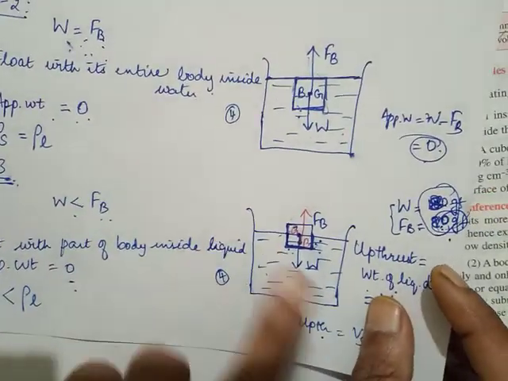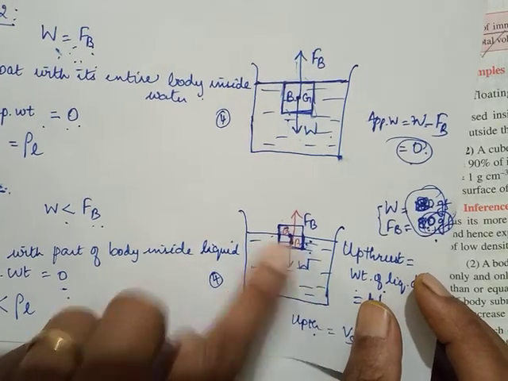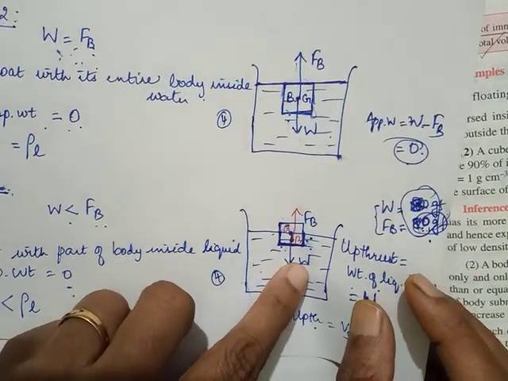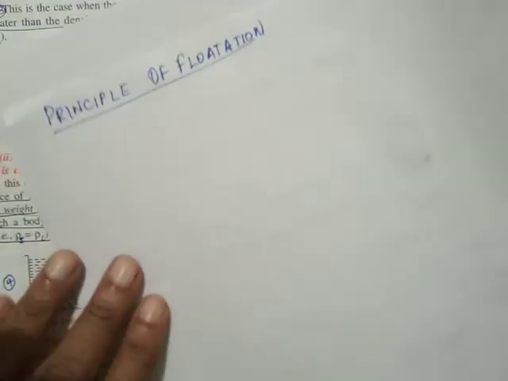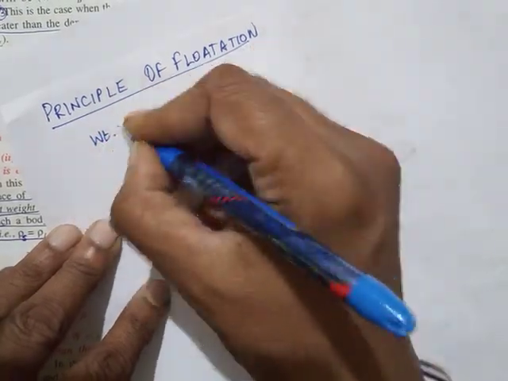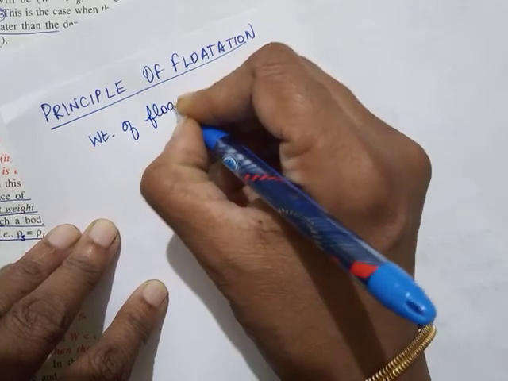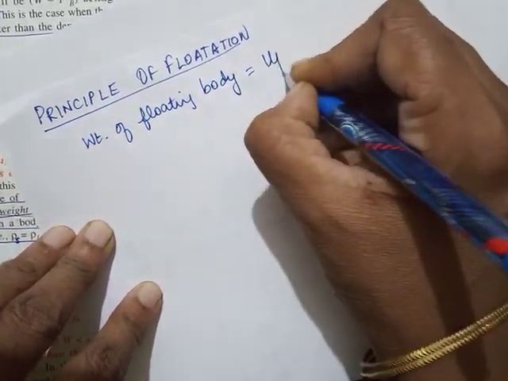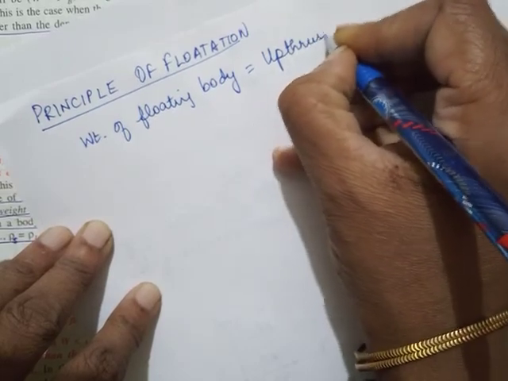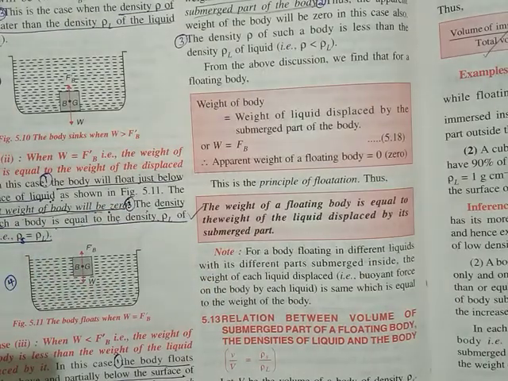According to the principle of flotation, for any floating body, the weight of the floating body should be equal to upthrust. Weight of the floating body should be equal to upthrust. So that is the principle of flotation.